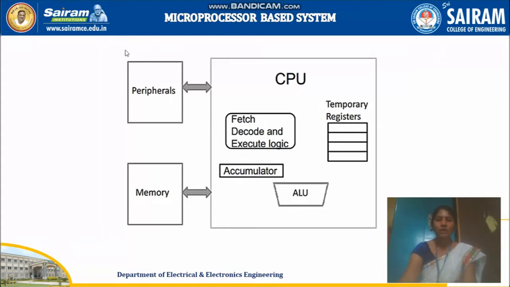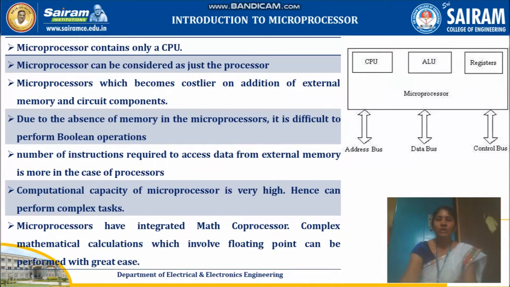It is a general block diagram, as we explained in the previous session. It is just a single line diagram of your microprocessor. In a microprocessor you can see the CPU, ALU and registers. The difference between a microprocessor and a microcontroller is that a microprocessor doesn't have any memory on board. If you need memory, you need to connect it externally.